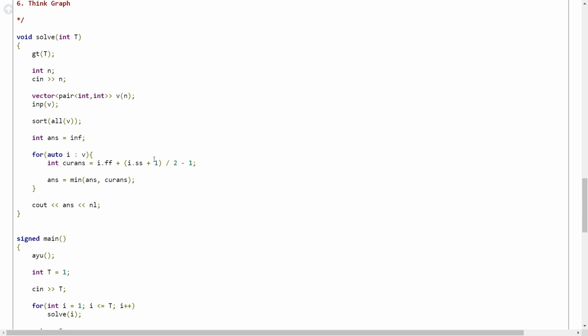2. As I've already told you in the previous problem, when we want to calculate the ceil of a by b, we do (a plus b minus 1) by 2. So in this case, I have done i.second plus 2 minus 1, that is essentially plus 1, divided by 2. And at the end, I do minus 1. So I take the minimum of current answer and answer, and I just print the answer value at the end. So this would be the solution of the second problem.